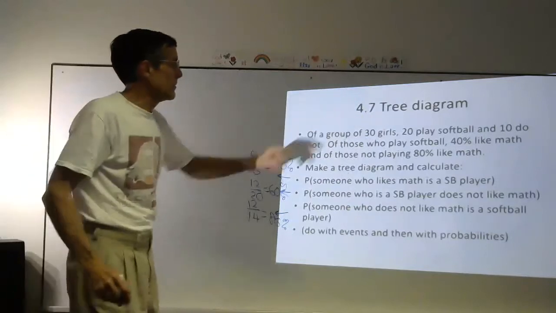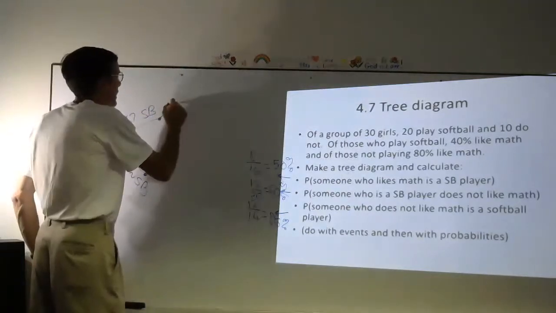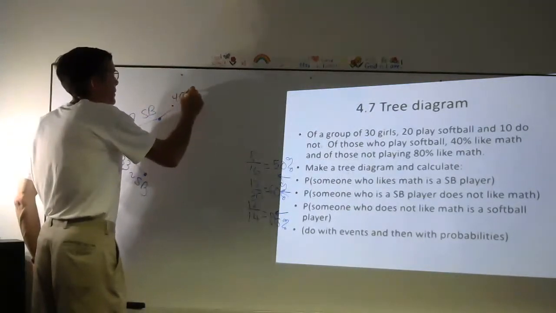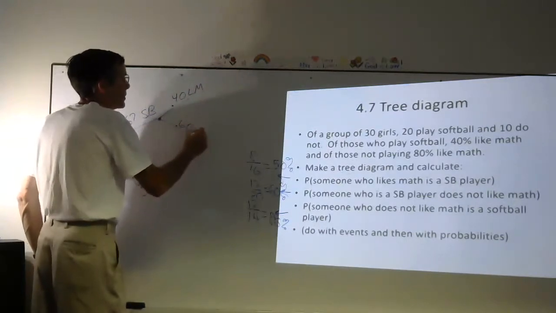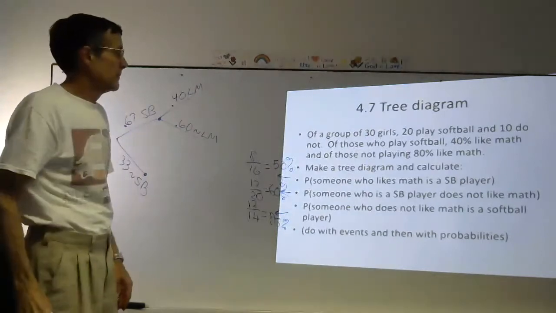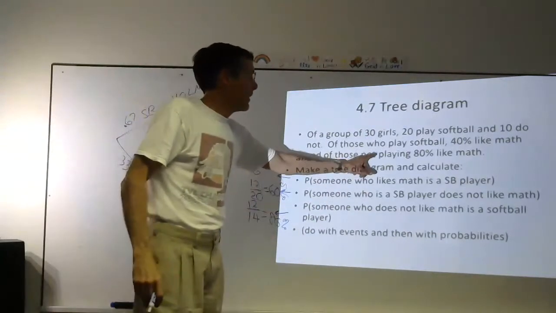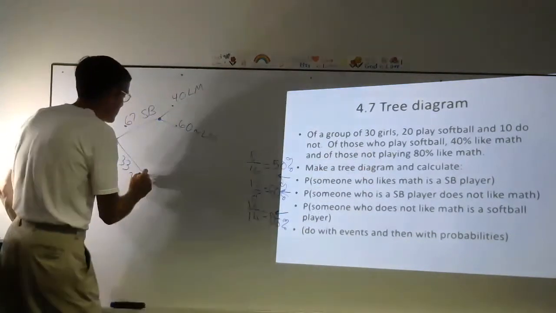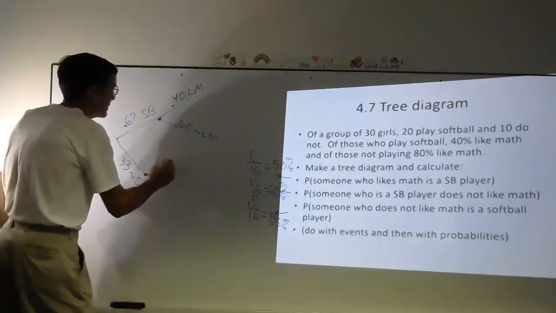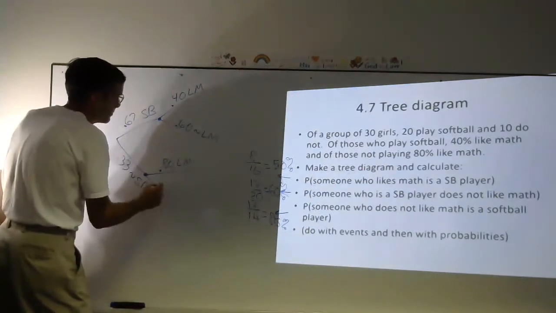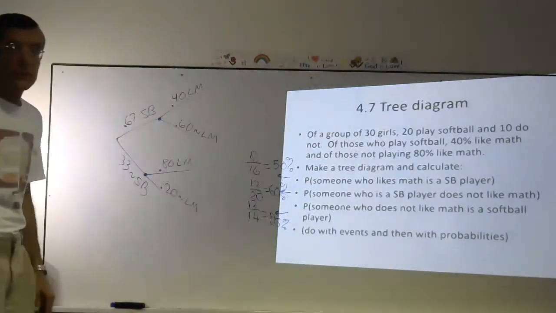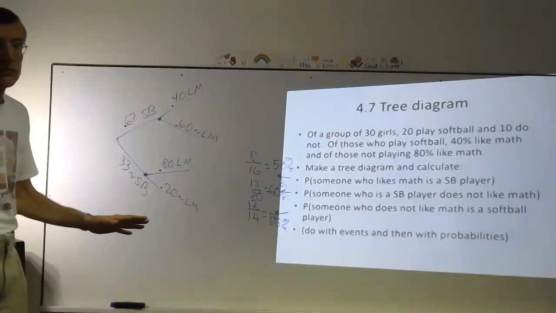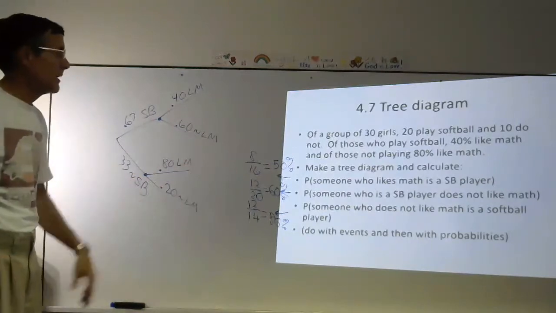Of those who play softball, 40% like math. 0.40 like math. 0.60 do not like math. Okay? Of those not playing, 80%, 0.80 like math. 0.20 do not like math. Okay, now I want to answer the same questions and see if we get the same answer.